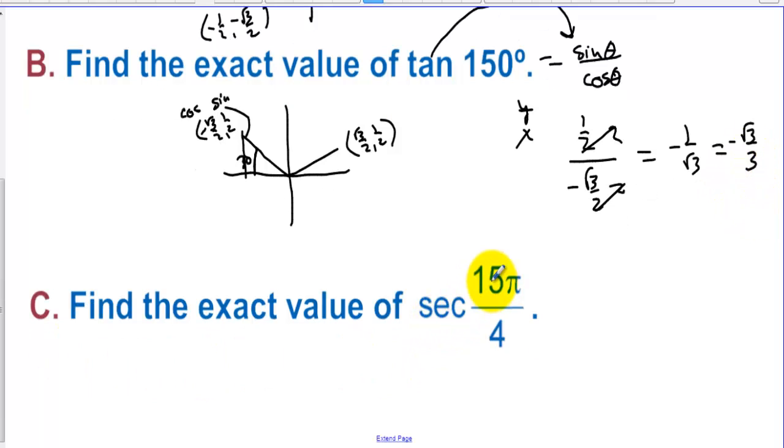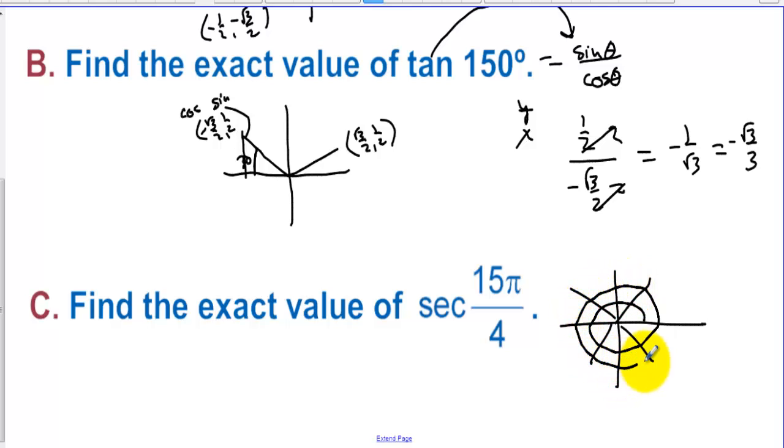Find the exact value of secant of 15π/4. So we need 15 fourths. So we have 1, 2, 3, 4 fourths, 5, 6, 7, 8 fourths, 9, 10, 11, 12, 13, 14, 15. Right there. There's 15π/4.